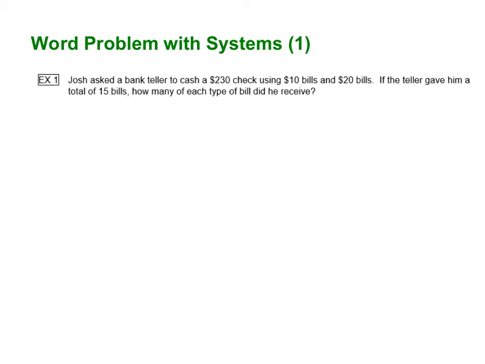All right, our first word problem. Josh asked a bank teller to cash a $230 check using $10 bills and $20 bills. If the teller gave him a total of 15 bills, how many of each type of bill did he receive?